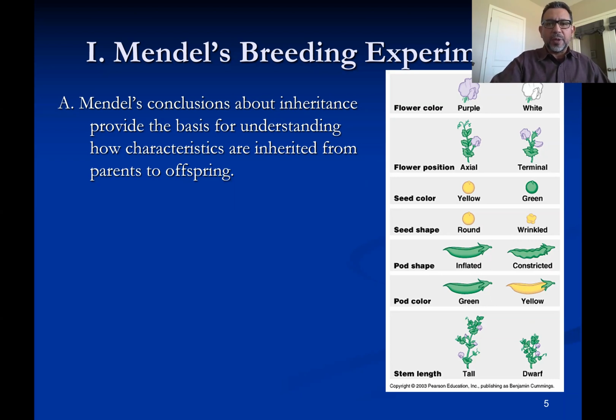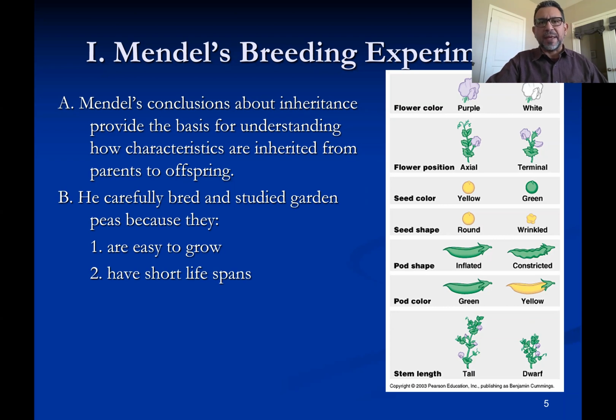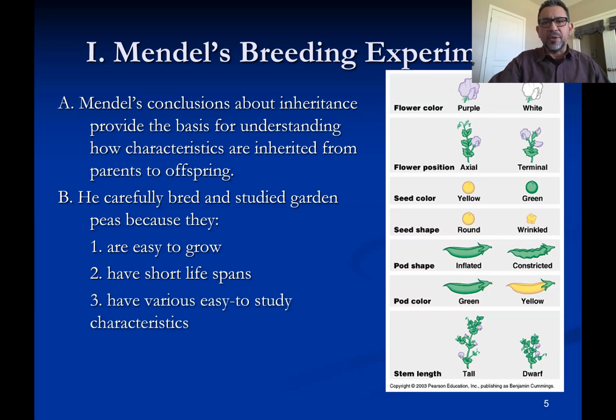And so he was doing this research on garden peas precisely because these are plants that are easy to grow. You can keep a lot of these in a small space. They don't require a lot of control variables to produce the next generation. They have short lifespans. In a matter of weeks, you can see flowers being produced and seeds can be harvested, and then you can begin another round of breeding experiments.